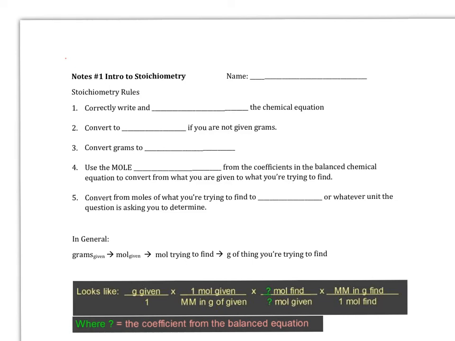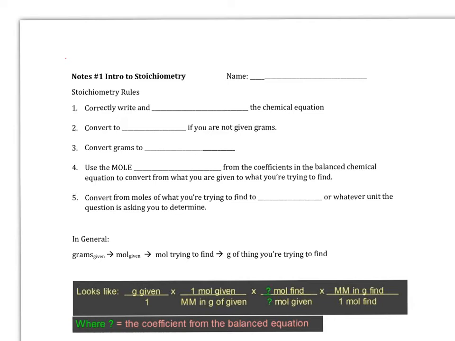Welcome to Notes Number 1, Intro to Stoichiometry. Stoichiometry is kind of fun. It's the heart of chemistry. We have done so many things this year to build up to this. This is like finally playing the game. You've learned all your skills, and now you're going to put it together.